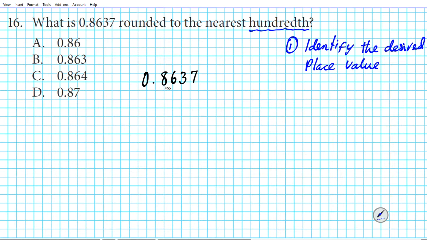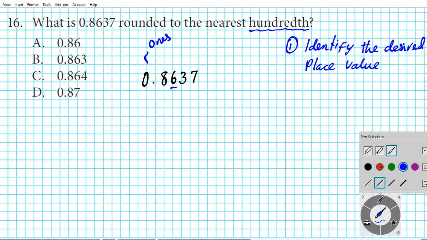So where is the hundredths place here? Remember, this is the ones place. So starting from ones, this is the tenths, and this place right here, the second place, is the hundredths place. Okay, so let's name it. This is the hundredths place.